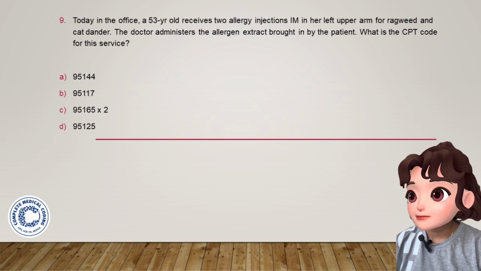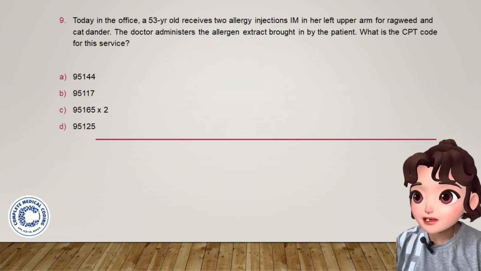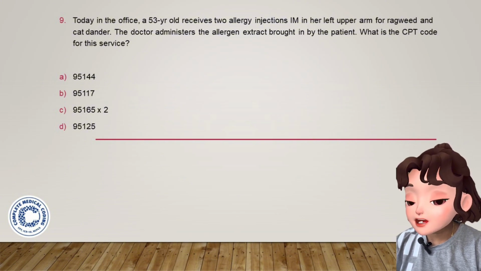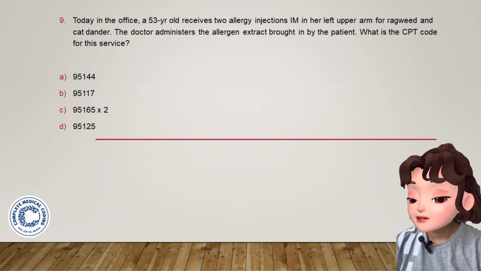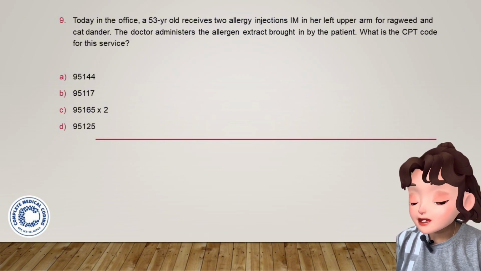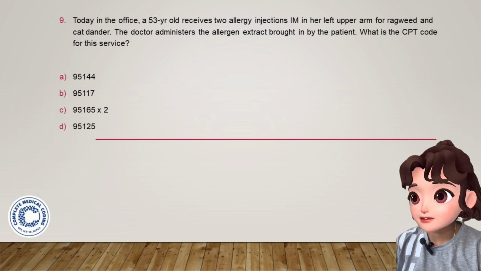So this is from allergen immunotherapy. Okay. So first option 95144. What is 95144? Professional services for the supervision of preparation and provision of antigens for allergen immunotherapy. No, this is not that. This is injection only, allergen injection. So that is not the answer.